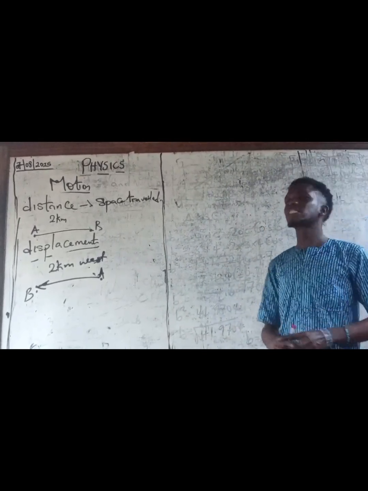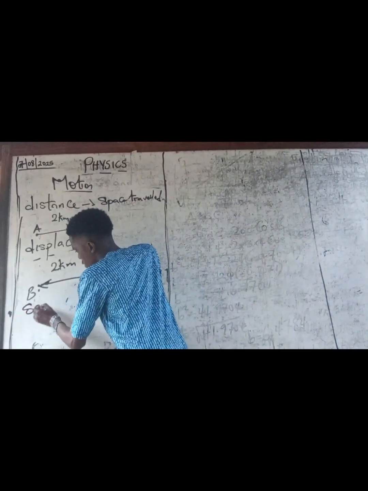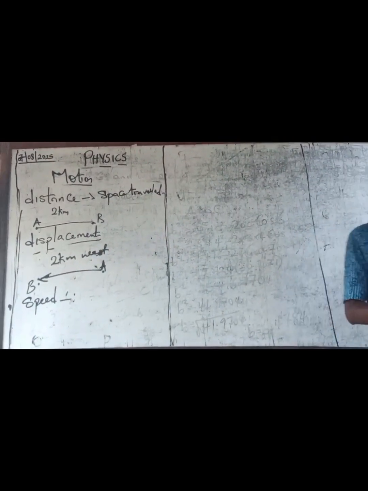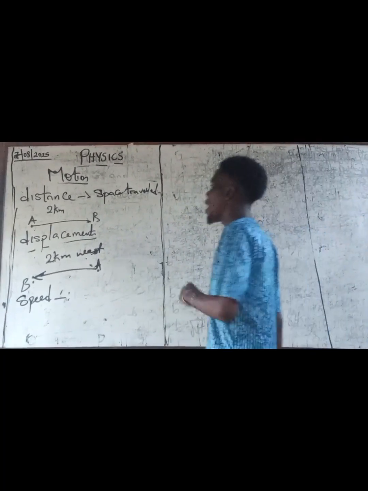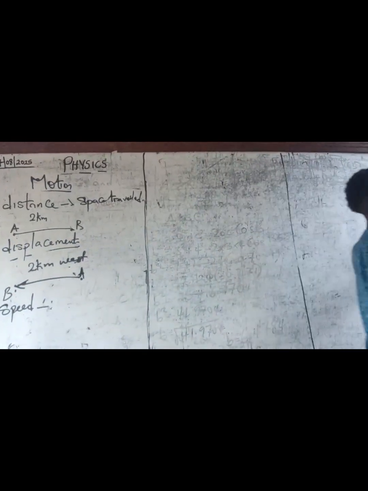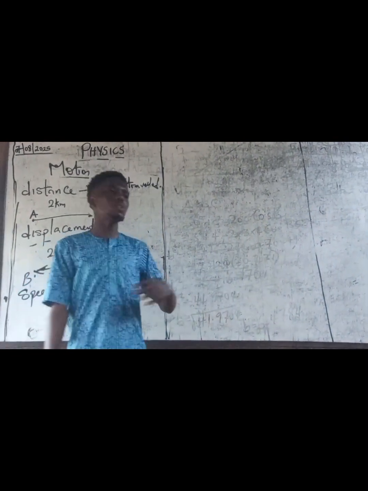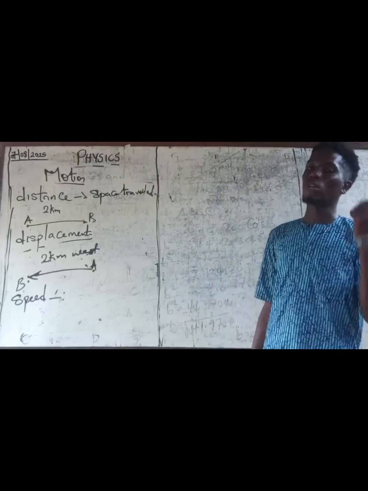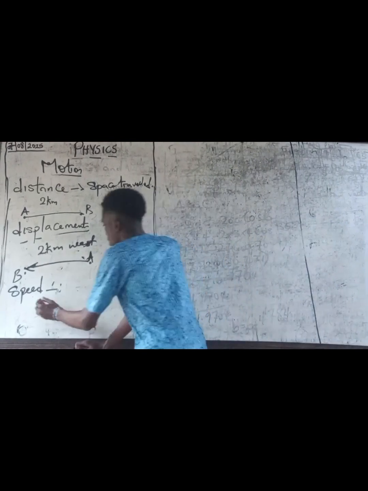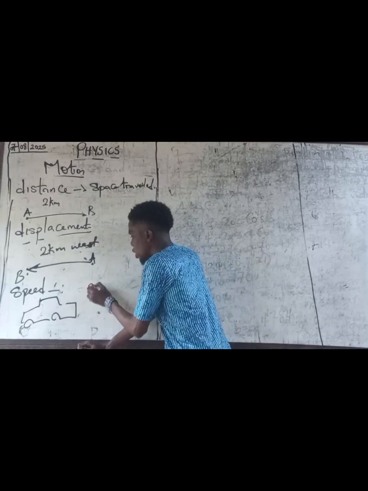The next terminology we want to look at is speed. What is speed? Speed is the total distance covered per time. Speed simply calculates the total distance covered in 1 second, 1 hour, or whatever time measurement you are using. So for instance, if I say a car travels with a speed of 20 kilometers per hour.